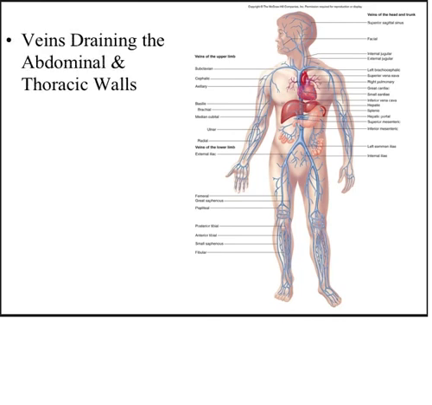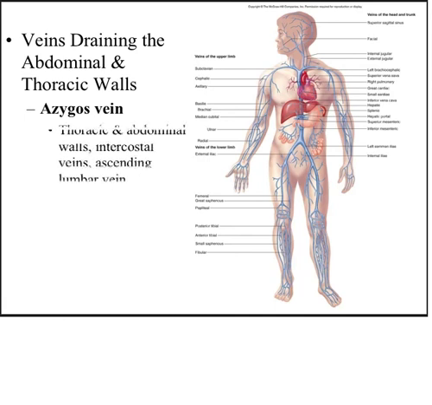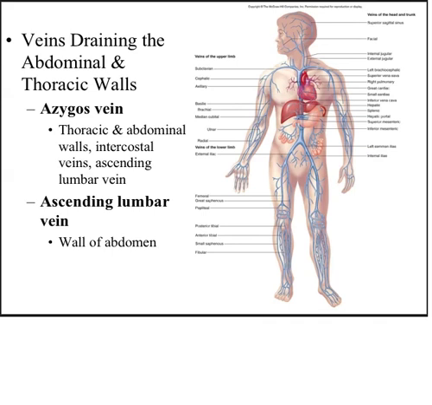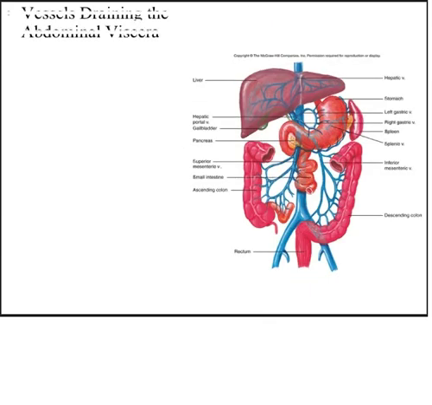We look at the abdominal and thoracic wall. The azygous vein drains the thoracic and abdominal walls, the intercostal veins, and the ascending lumbar vein from the lower back. The ascending lumbar vein drains the wall of the abdomen.